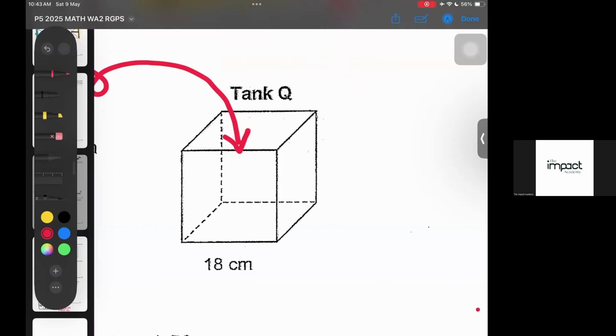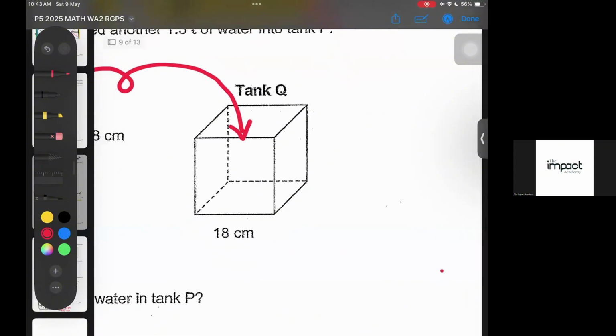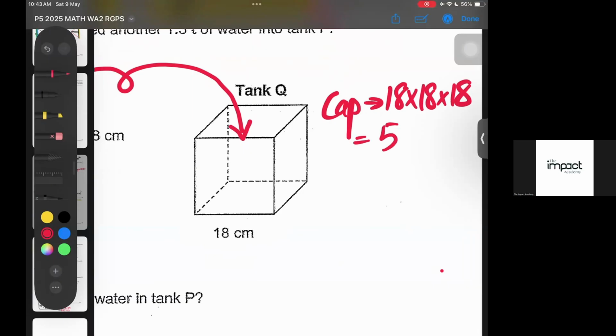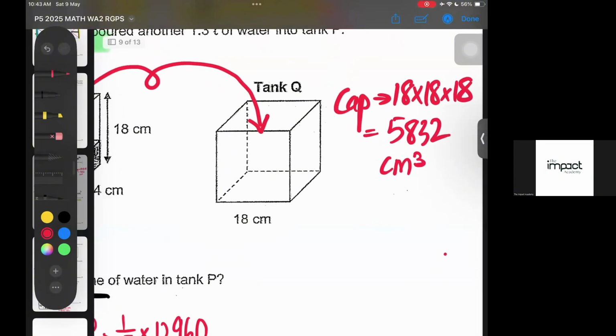But a lot of people don't know what the capacity of tank Q is. They say there is only one measurement. It's 18 times 18 times 18. Remember, Q is empty. We get an answer of 5,832 centimeter cube. So this is the amount of water that tank Q can carry. Agree or disagree? So we are trying to find how much more.